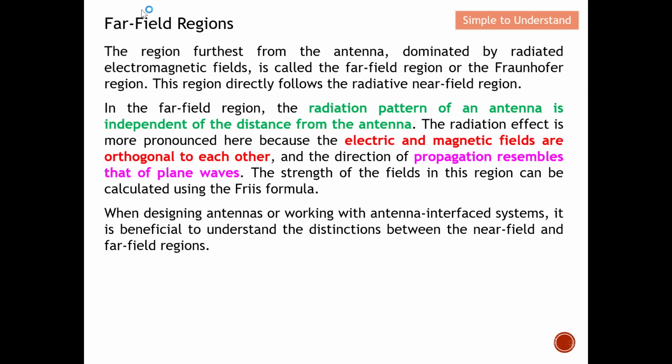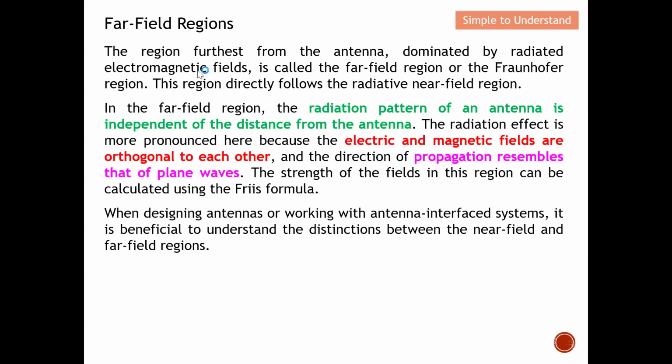Let's come to the far field region. The region furthest from the antenna, dominated by the radiated electromagnetic field, is called the far field region. This region directly follows the radiative near field region. It is one step after the radiative region.